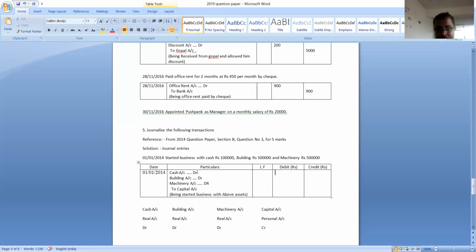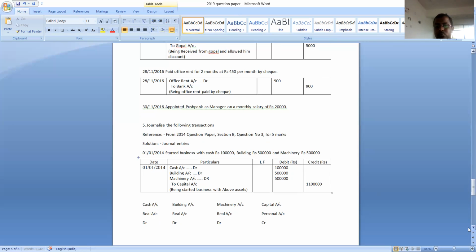Business is started with cash of rupees 1 lakh, right? So cash account debit 1 lakh, and it started with building of rupees 5 lakh. So building account debit 5 lakh rupees. It started machinery worth rupees 5 lakh. So machinery account debit rupees 5 lakh. Which account should be credited? To capital account. So capital account indicates total investment made by owner. He made investment of 1 lakh rupees in the form of cash, 5 lakh in the form of building, and 5 lakh in the form of machinery. So totally how much investment has he made? He has made investment of rupees 11 lakh. Understood? Okay, let us move to the next transaction.